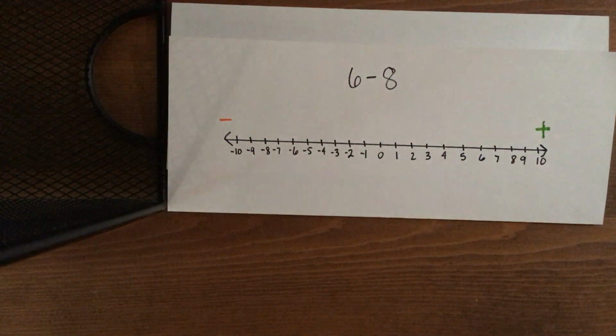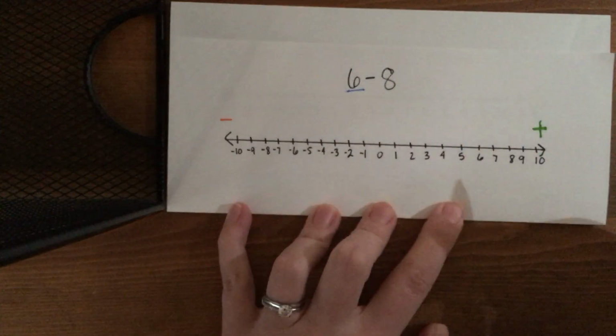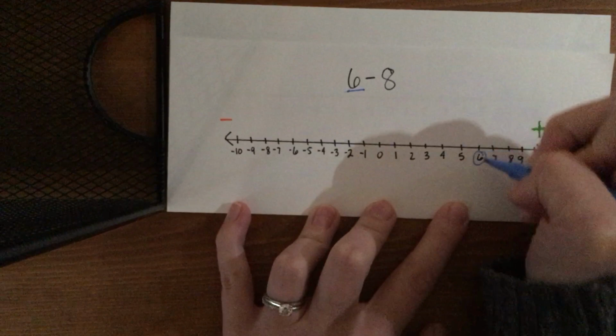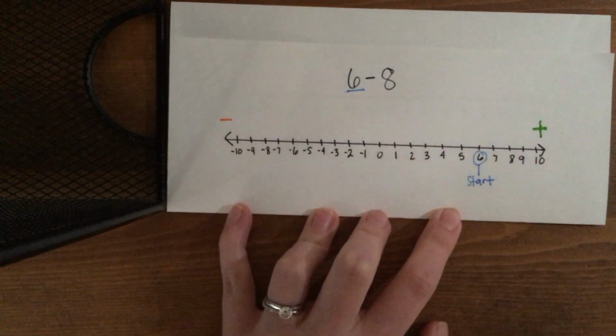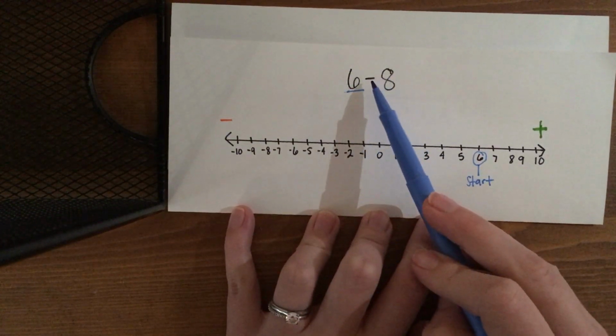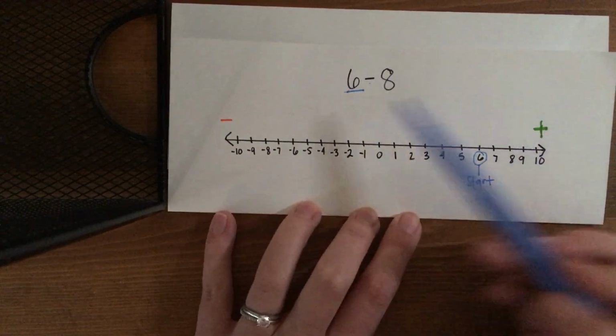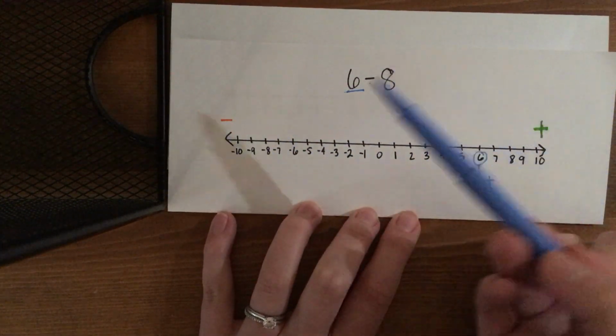The first thing I like to do on my number line is find my starting number. So my starting number is 6. That is right here. I even label it sometimes. This is my start. And then subtraction. So right now I'm working with positive numbers. I see subtraction.